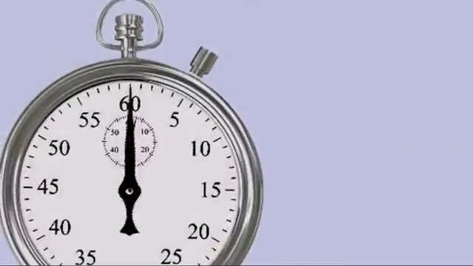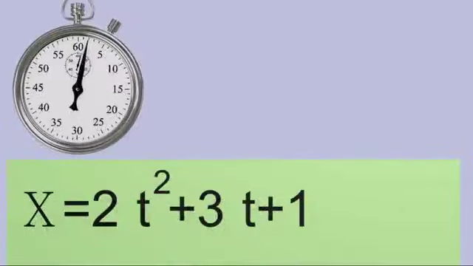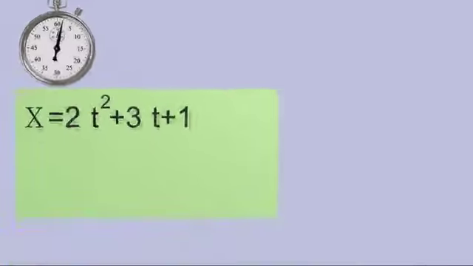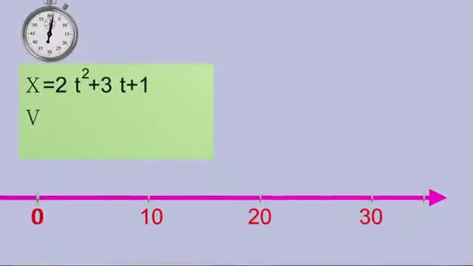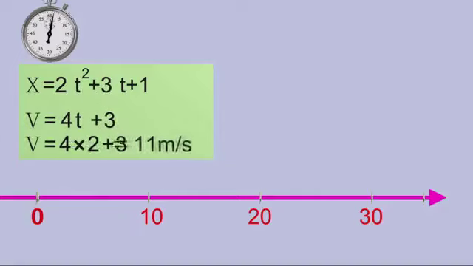Example 3. In the previous example, calculate the velocity of the moving object at moment 2. Recall that the position equation was as follows. First we calculate the derivative of the equation. Now we put the number 2 in the equation, and it becomes 11 meters per second.